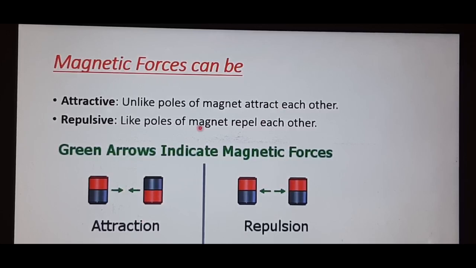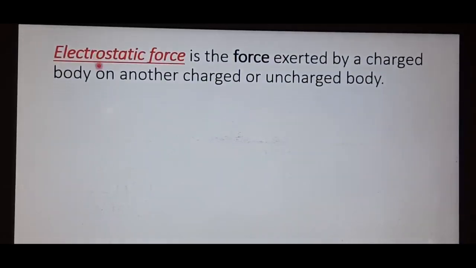No detailing about the magnetic forces, only one thing: a force exerted by a magnet can be an attractive force and it can also be a repulsive force. The next one is electrostatic force. Electrostatic force is the force exerted by a charged body on another charged or uncharged body. Basically, it is a force exerted by any charged body on another object.